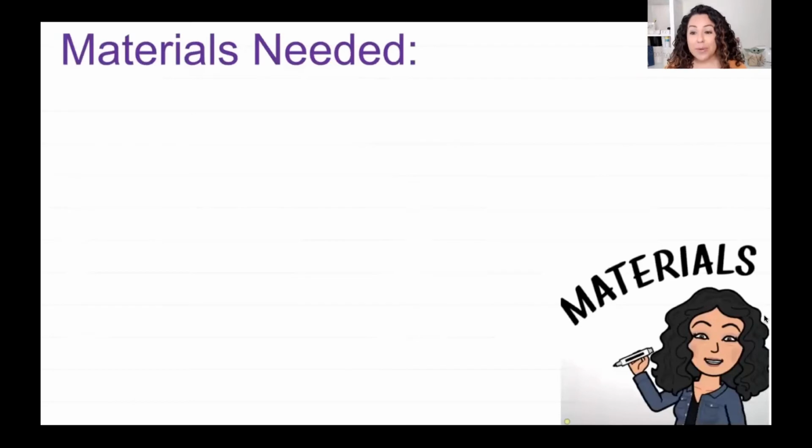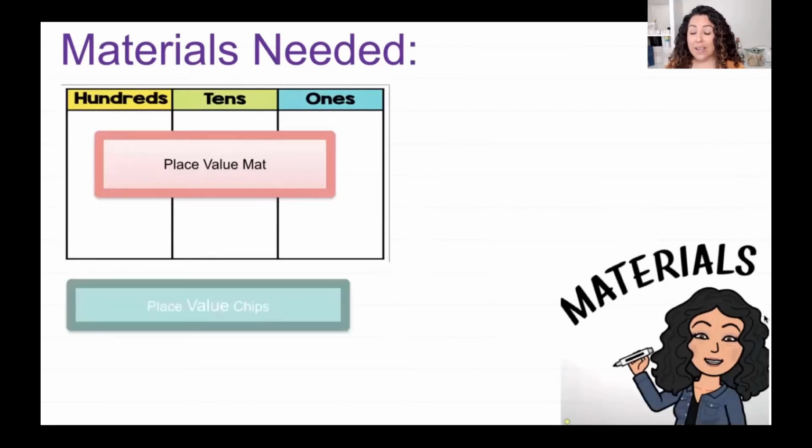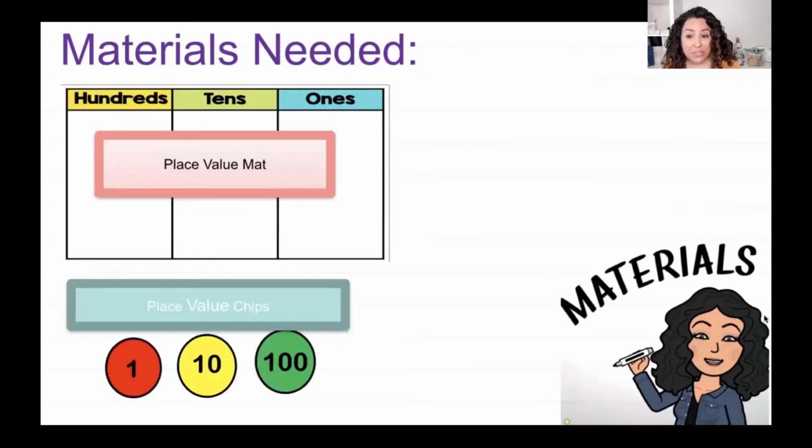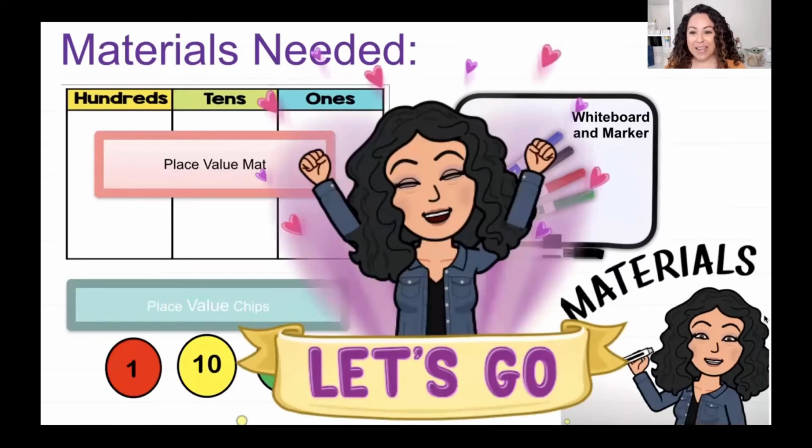Materials needed. You're going to need some materials today. So one thing that I want you to grab is your place value mat. I also want you to grab your place value chips. And then if you don't have any of those or you can't find them, a whiteboard with a whiteboard marker will do, and you can make your own place value mat on there. And if you have a sheet protector, that works well also. All right, let's go ahead and get started.